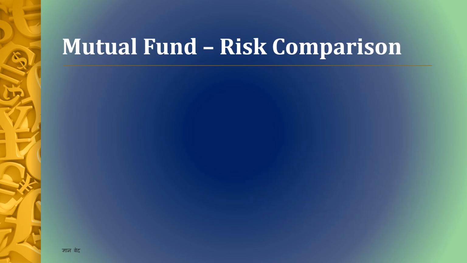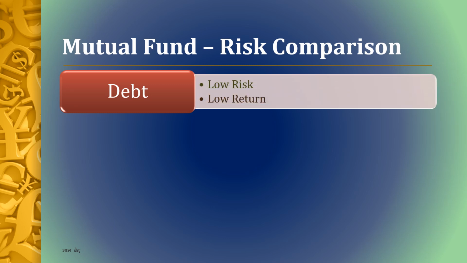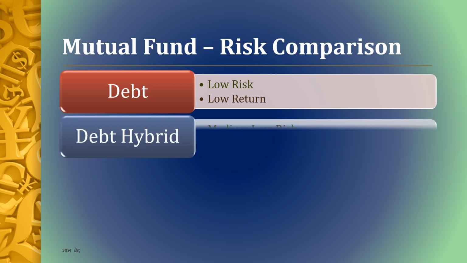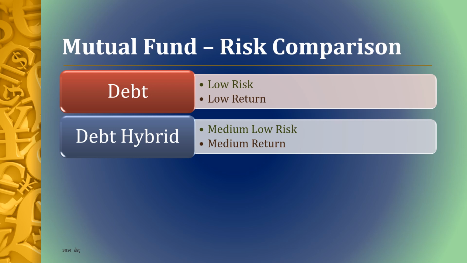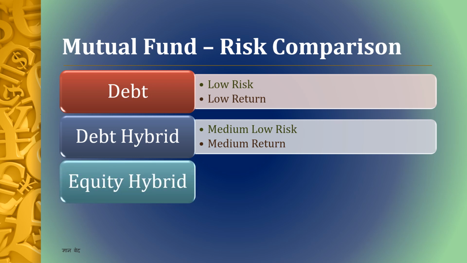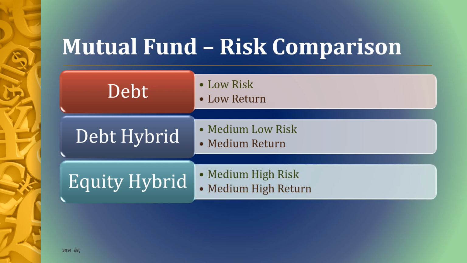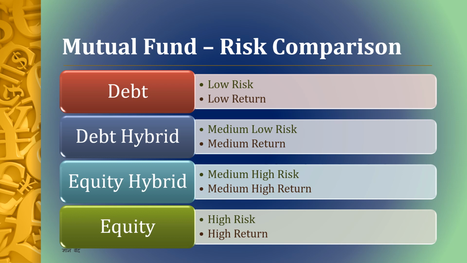How do we compare the risk between these funds? Let's say the first type is a debt fund. Normally it gives a low return, but they are low risk funds. Then debt hybrid: this category we can call medium-low risk, and the returns are also medium. Then comes equity hybrid. These are a little higher side of medium risk, and the return is medium-high, we can say. In equity, we have high risk and higher returns.